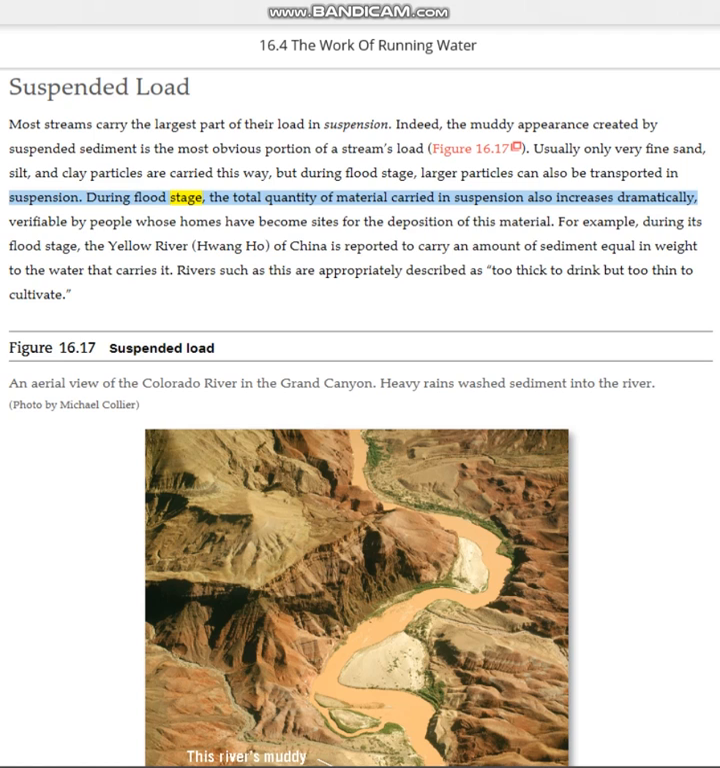During flood stage, the total quantity of material carried in suspension also increases dramatically, verifiable by people whose homes have become sites for the deposition of this material. For example, during its flood stage, the Yellow River, Huanghe, of China is reported to carry an amount of sediment equal in weight to the water that carries it. Rivers such as this are appropriately described as too thick to drink but too thin to cultivate.